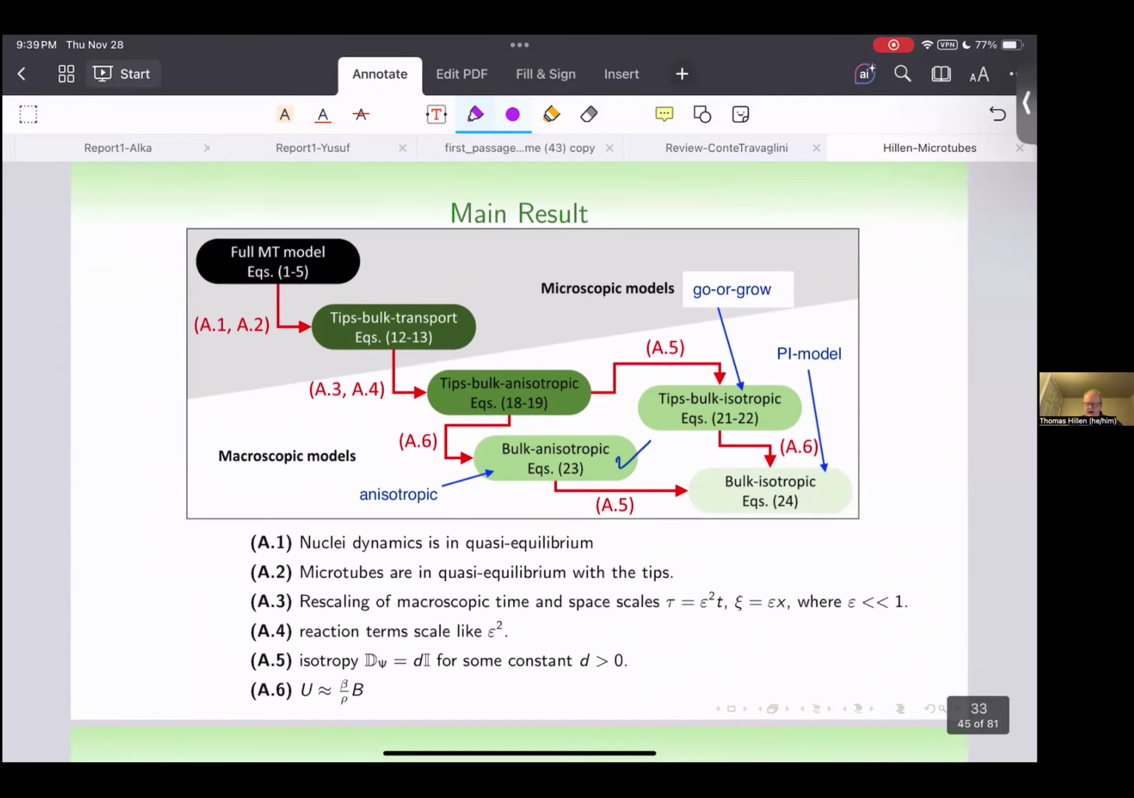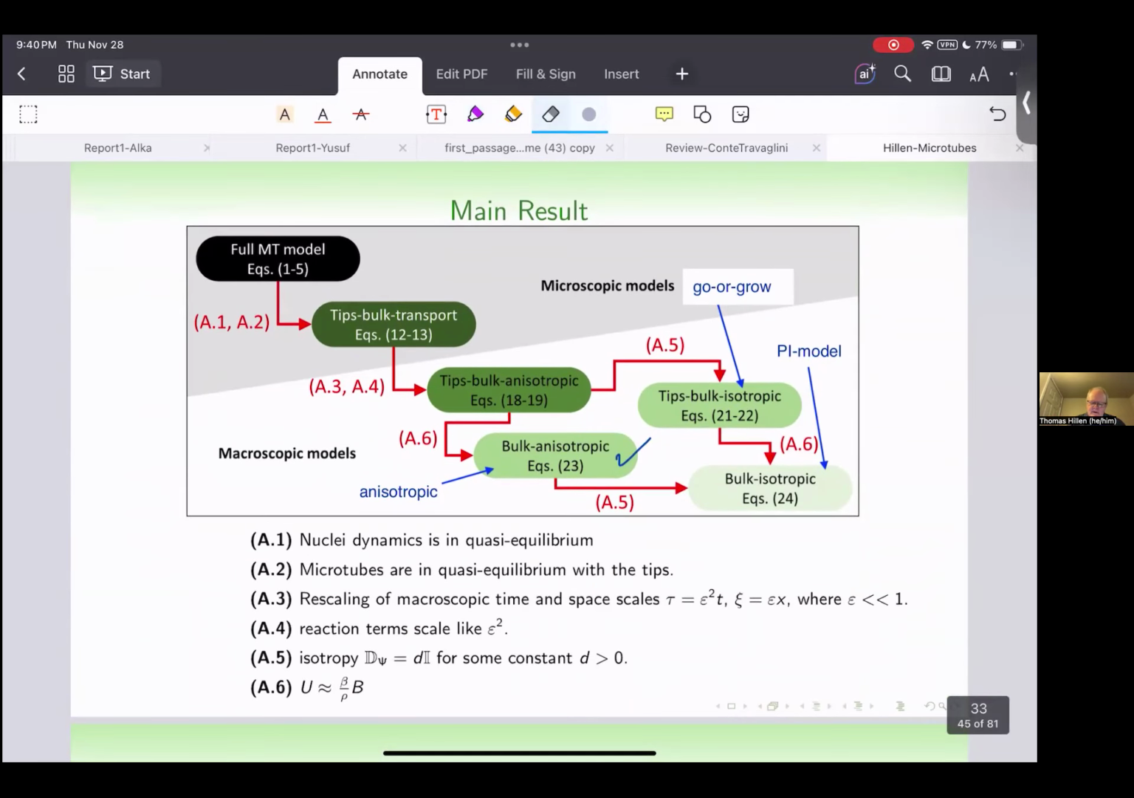So then we are here. So I walked you through these steps A1, A2, A3 to A5, A6 quite fast. But I hope you got the essence of the story, right? So we started here with the microtube model. We found the anisotropic model there, the go-or-grow model there, and the PI model there.